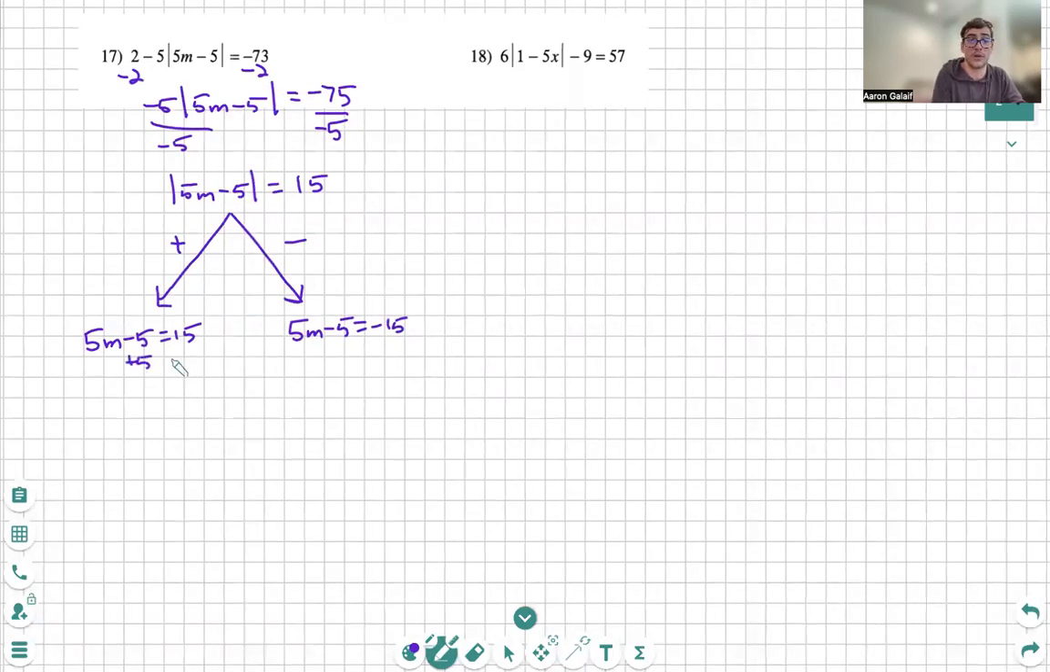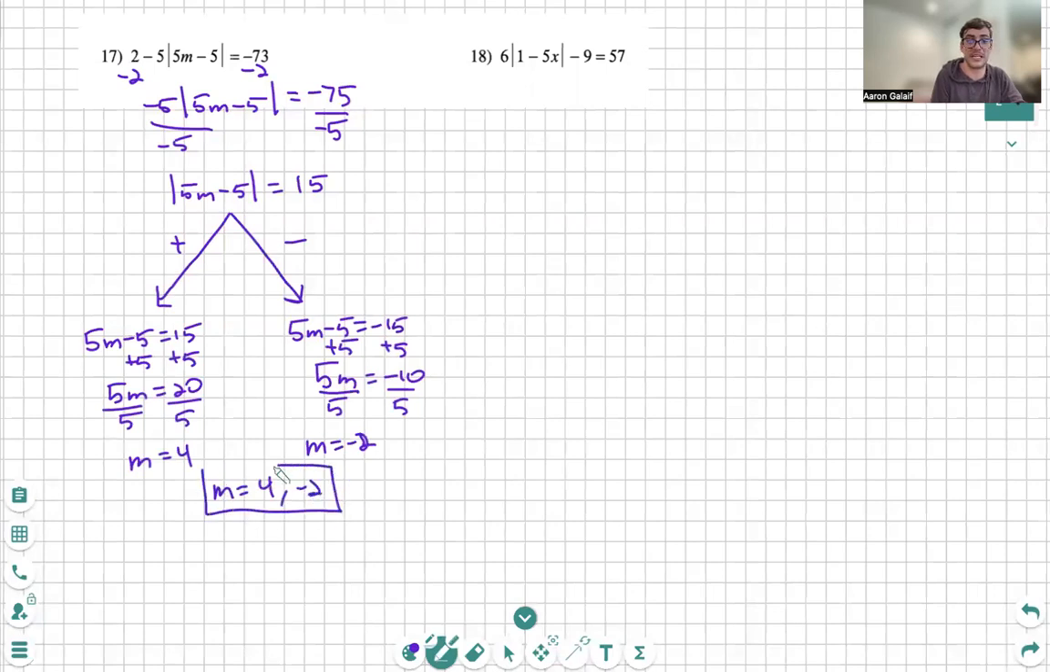And that's all. We're going to add that 5 over, solve, divide by 5, m equals 4. Add that 5 over, 5m equals -10. We will divide by that 5, m equals -2. So we have m equals 4 and -2. Easy. Let's do one last one.